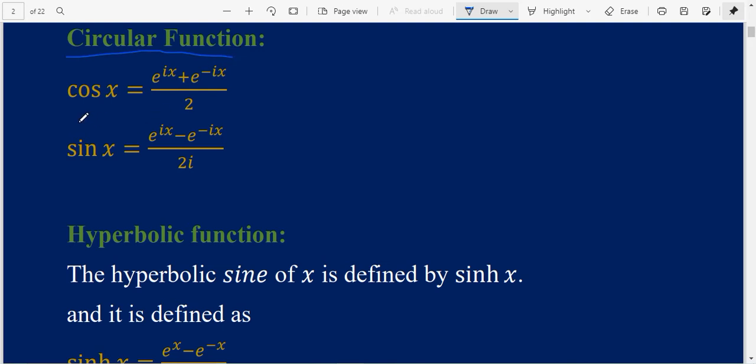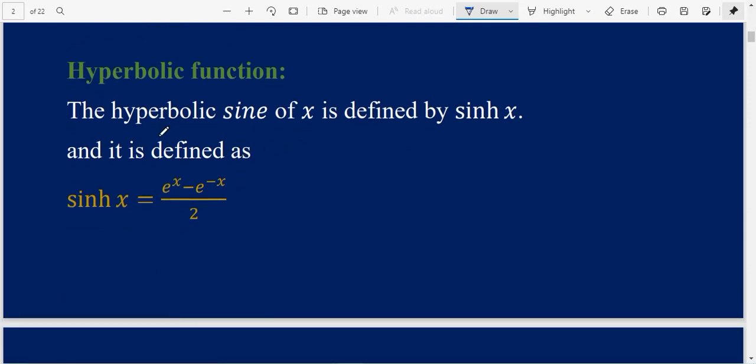Circular function: cos x is equal to e raised to ix plus e raised to minus ix upon 2. Sin x is equal to e raised to ix minus e raised to minus ix upon 2i. The hyperbolic sine of x is defined as sine hyperbolic x is equal to e raised to x minus e raised to minus x upon 2.